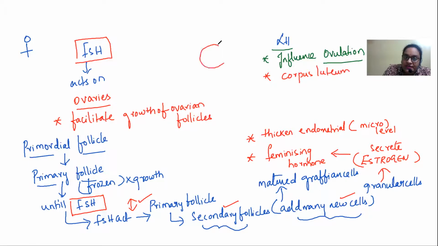Once you see the Graafian follicle, these are the cells inside your Graafian follicle, and here we have the centrally placed ova.